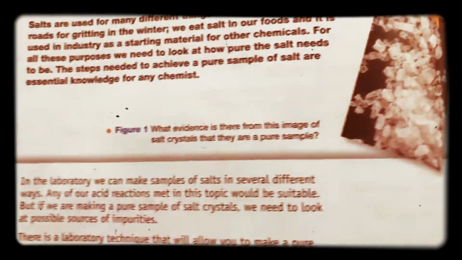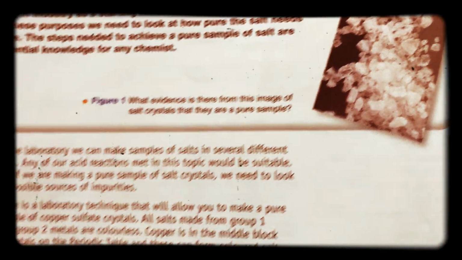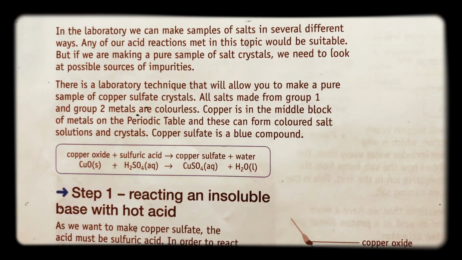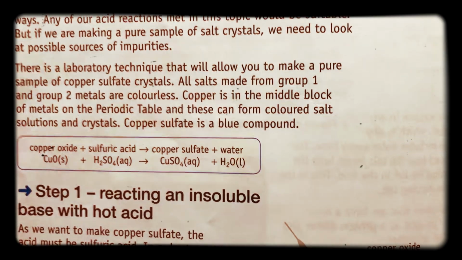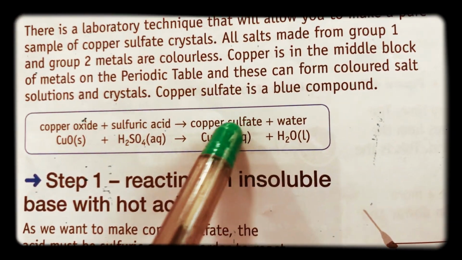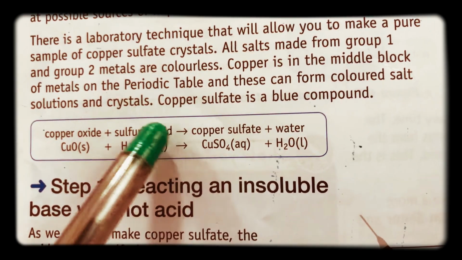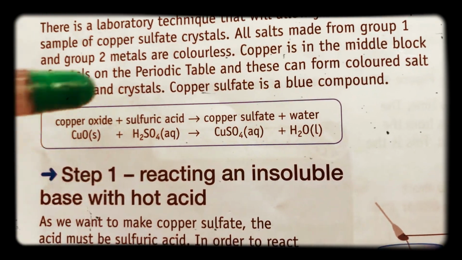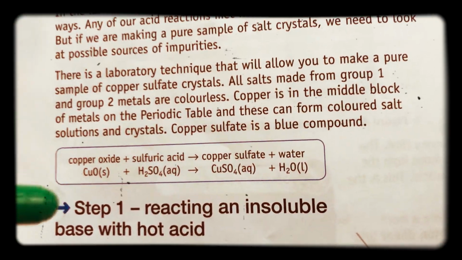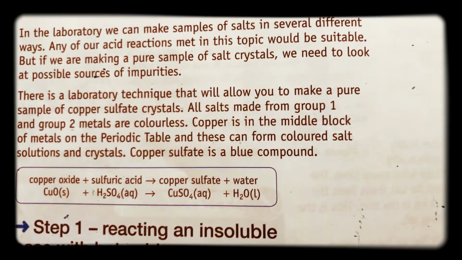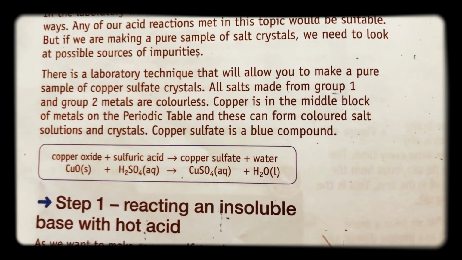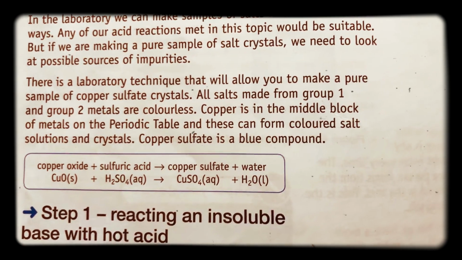So regular salt, there you go, that's the picture of it. And in the lab, we can make samples of salts. In the laboratory, we refer to any compound that has a metal and a non-metal part that is a product of a reaction between an acid and a metal oxide, a metal, or a metal carbonate, as a salt. So any acid reactions we've met in the previous videos on the playlist would be suitable.